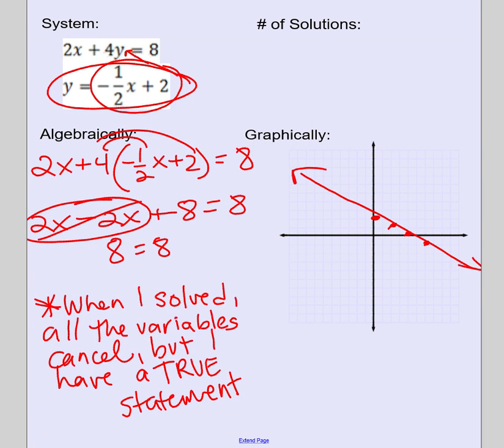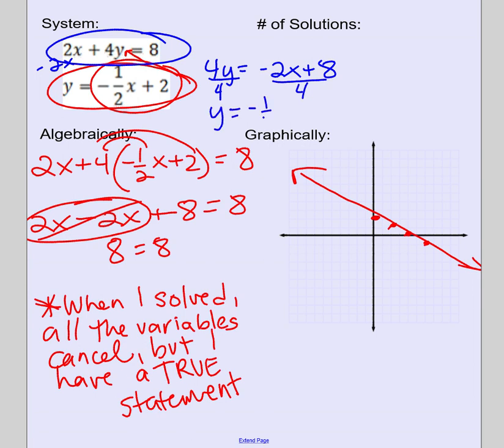If I were to take this top equation and solve for y, I'd subtract 2x. I have 4y is equal to -2x plus 8. Divide everything by 4. I have y is equal to -1/2 x plus 2. Well, wait a minute. Look, the equations are exactly the same. So if I were to plot this line in blue, it would go right on top of the red one, right? So these aren't parallel. They're actually the same line.